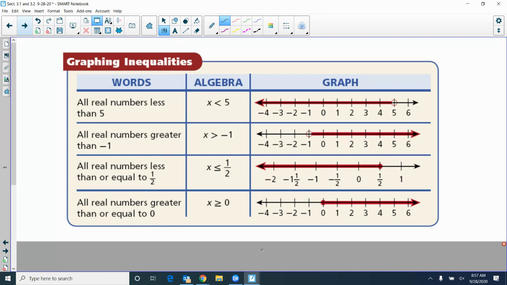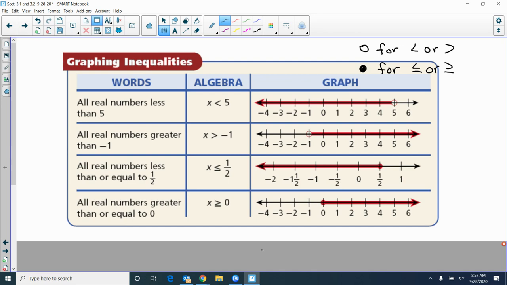Let me just hit that again. If it just says less than or greater than, there's no equal to part. On a graph, we use a hollow dot for less than or greater than, because that point is not actually part of the answer. If we want our point to be part of the answer, because it has the equal to part, you put a solid dot. So that's for less than or equal to or greater than or equal to. That means 0 is part of an answer.